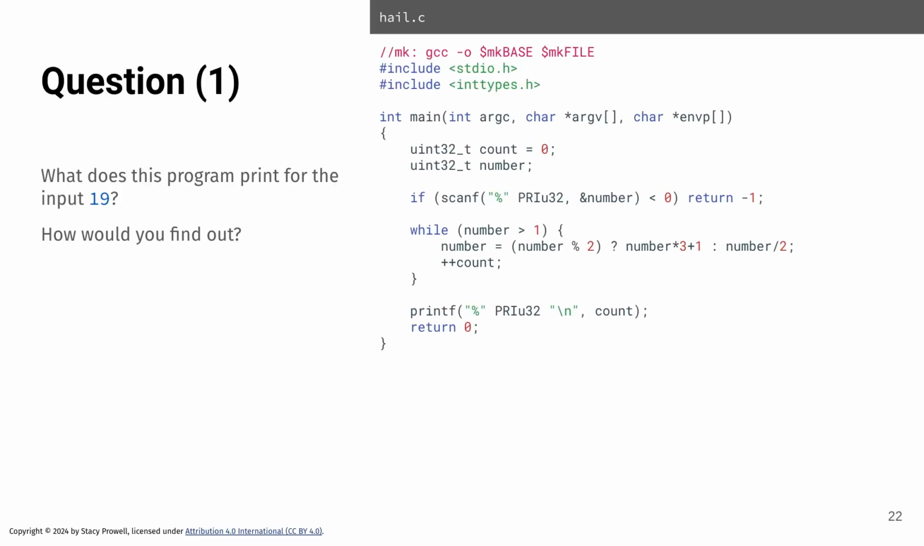A question might be, what does this program print for the input 19? How would you find out? That first line there with the MK, that's a make line. It just tells you that to build this, we need to use GCC. Don't worry about it. It actually is part of a tool that we use in the reverse engineering class. It's not important here. So there's some C code.